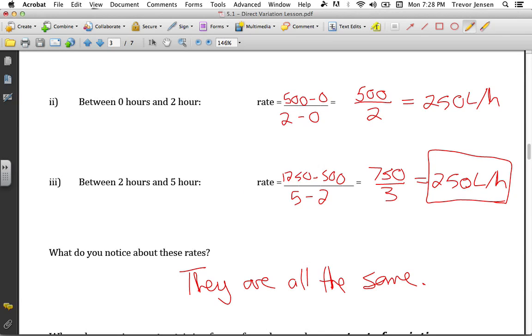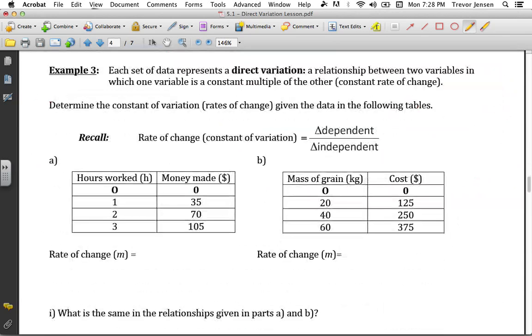Alright, so let's do a little bit of work with direct variation relationships. Determine the constant of variation, rates of change, given the data in the following table. Remember, the constant of variation is whatever that rate of change is between the two variables. In a direct variation, the rate of change is constant. It's the same the whole time. That's why it's called a constant of variation.